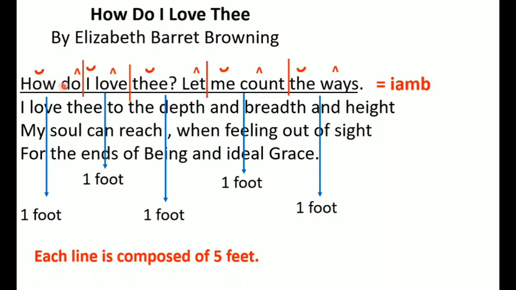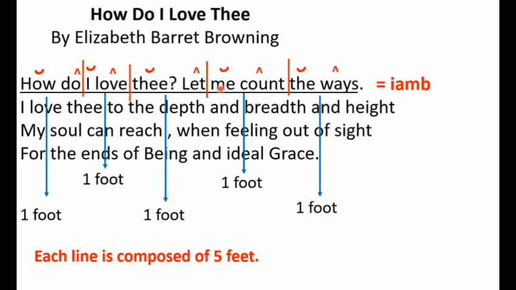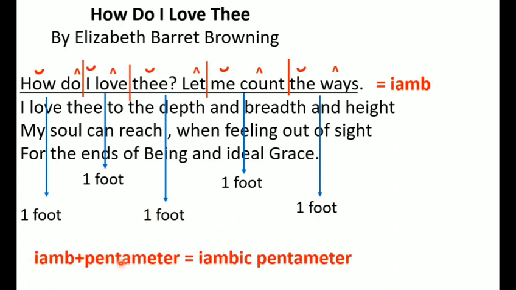Each foot is composed of unstressed followed with stressed. In our definition, a metrical foot composed of 2 syllables with unstressed followed with stressed is called iamb, like this one. So this is iamb. And then each line is composed of 5 feet. We have 1, 2, 3, 4, 5 feet. And the 5 feet is called pentameter. So the combination of these two, iamb and pentameter, is called iambic pentameter.